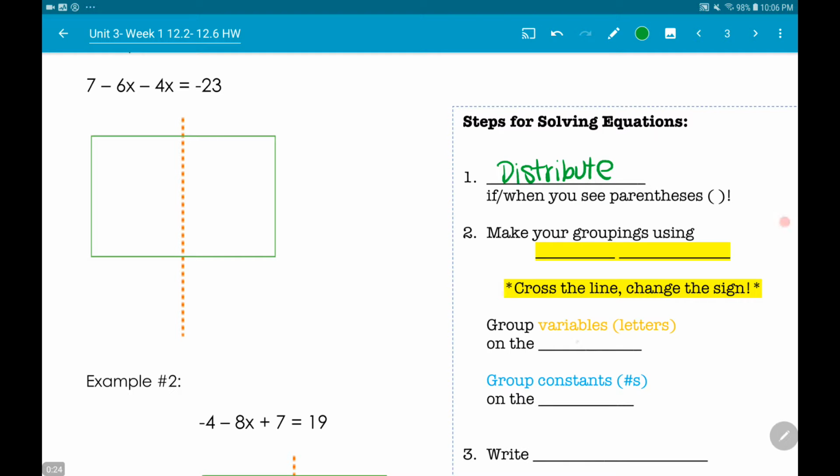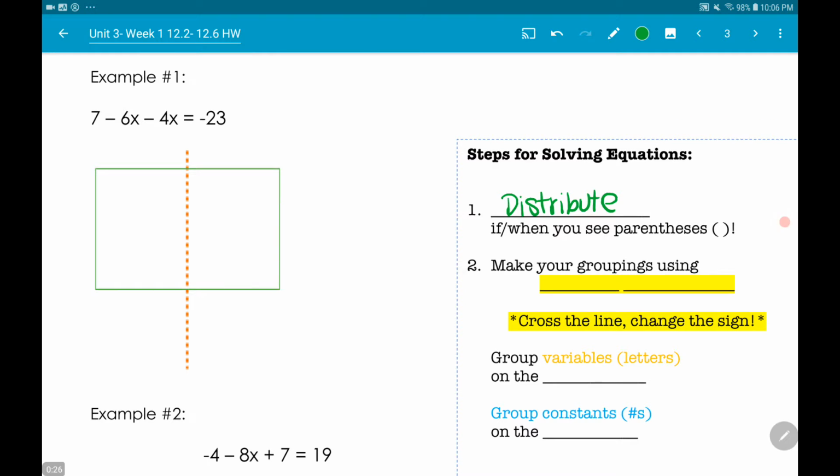Do I see parentheses in example 1? Nope. So I move on to step 2. Make your groupings using inverse operations. What does that mean? It means cross the line, change the sign. And we do that by keeping our variables on the left and our constants on the right. So let's go ahead and do that.